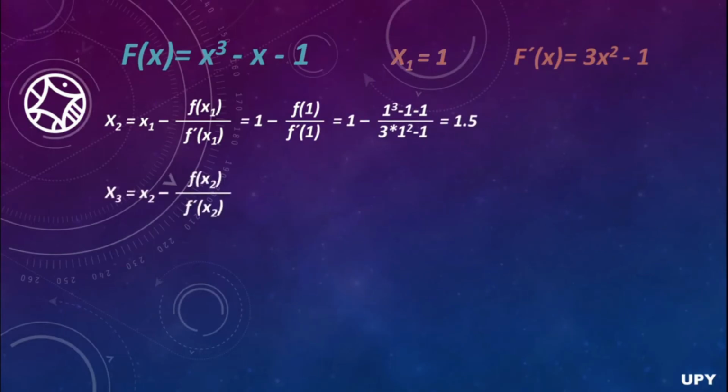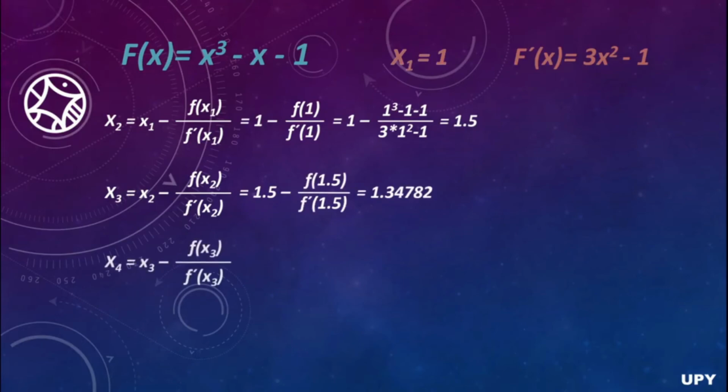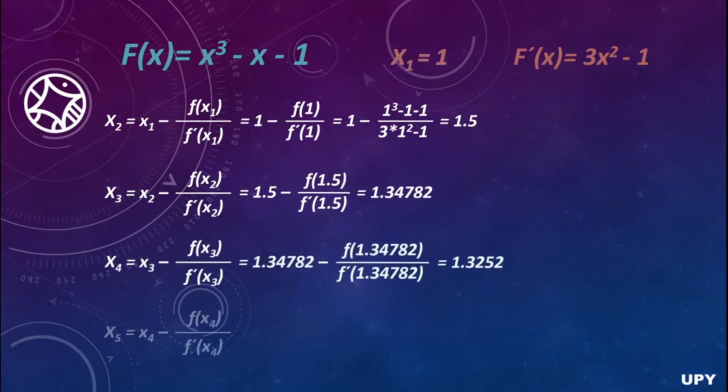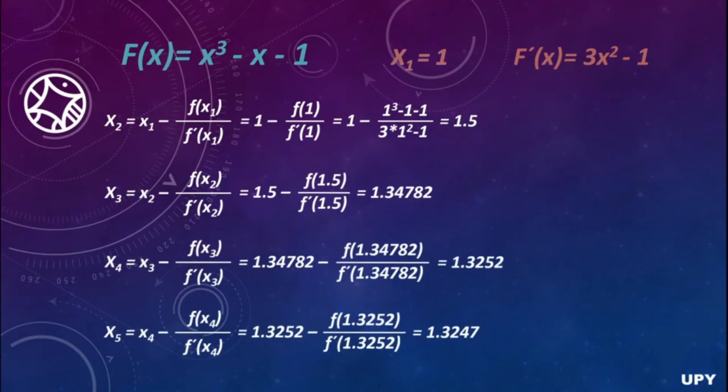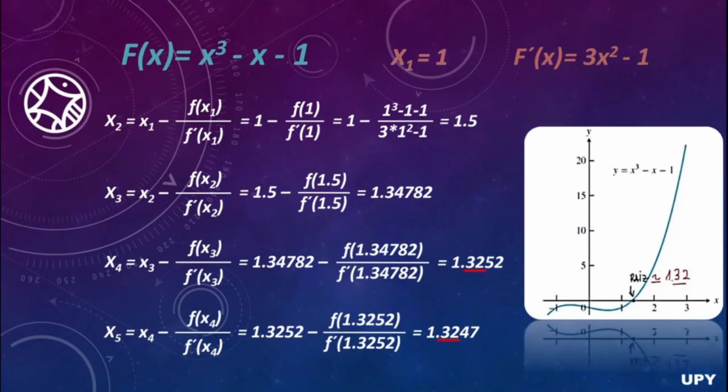We apply the formula to the second value, and we have that the third value is 1.34782. We continue applying the formula to the third value and the fourth value. If we stay here, we see that between the last iterations there are two decimals in common. Then, we can conclude that in the fifth iteration we have a result for the root, with 2 decimal places of precision.